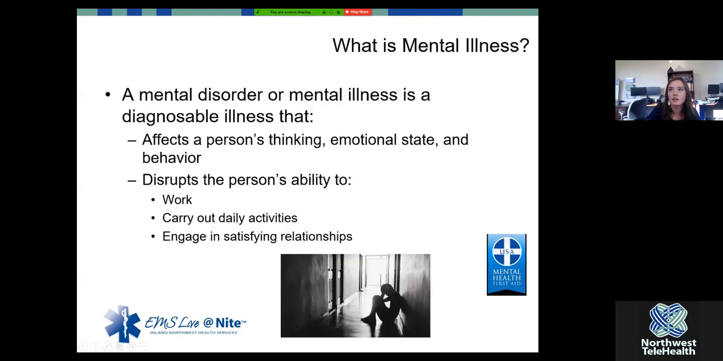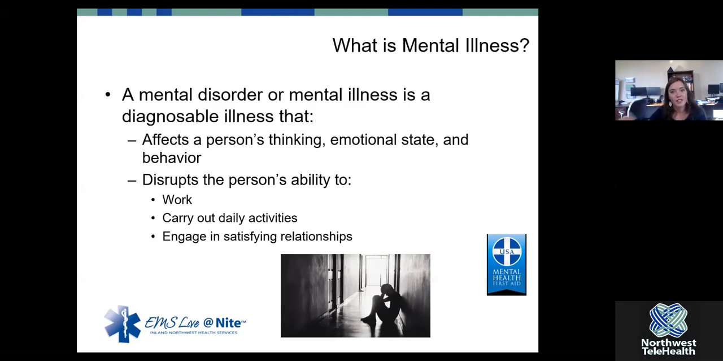Next slide. All right, so mental illness. What is mental illness? Mental disorder or mental illness is a diagnosable illness. And again, we're not doing the diagnosing as mental health first aiders, but it is a diagnosable illness that affects a person's thinking, their emotional state and behavior, so all aspects of their life, and disrupts their ability to work, carry out daily activities, and engage in satisfying relationships.